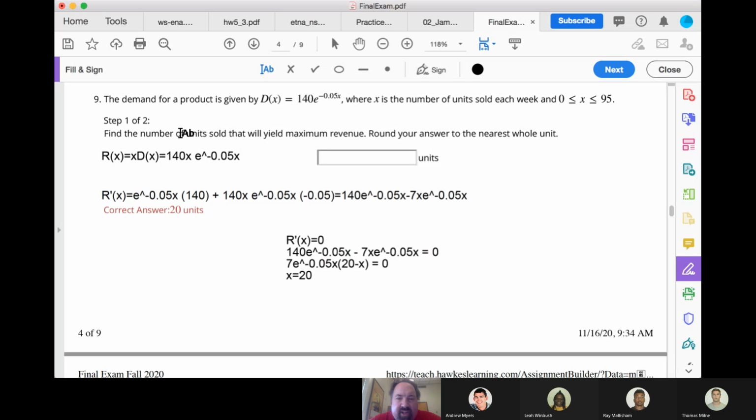That's because it wants an x value, because x is number of units, and that's what it's asking for: the number of units sold that happens to give maximum revenue. So in this problem, we don't actually care what the maximum revenue actually is, just how many units will give the maximum. Questions on that one?